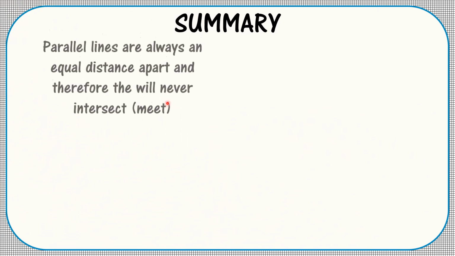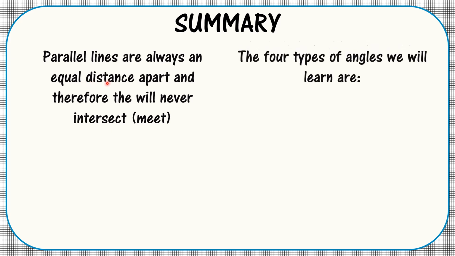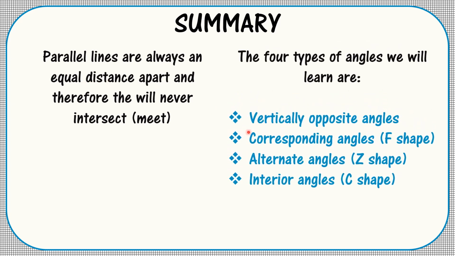Here is a summary page of what we have gone through. We've gone through what parallel lines are, and we have gone through 4 types of angles. We have gone through vertically opposite angles, we have gone through corresponding angles, we have gone through alternate angles, and we have gone through interior angles.